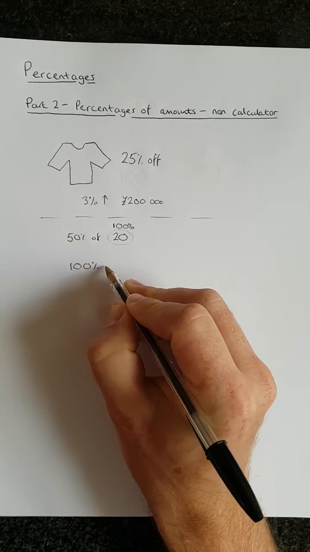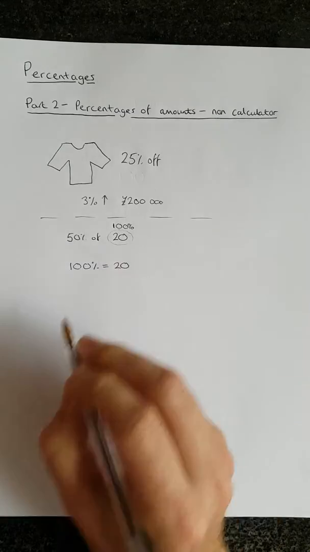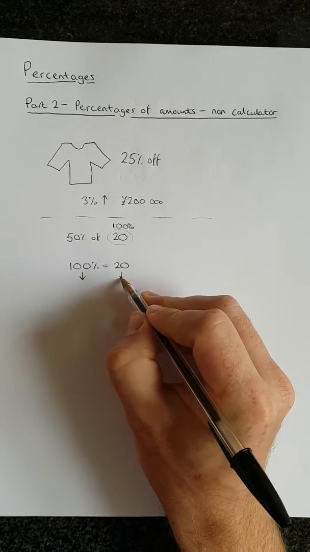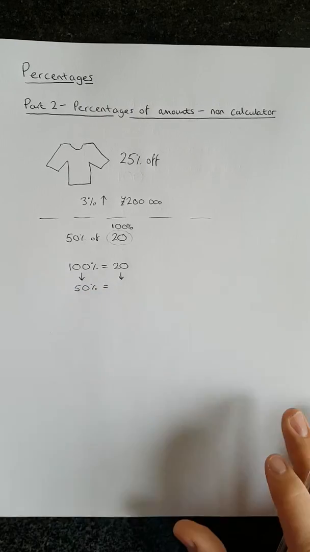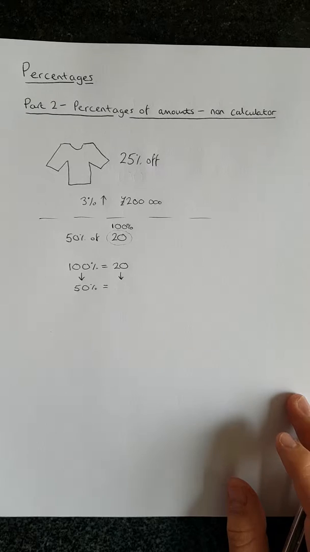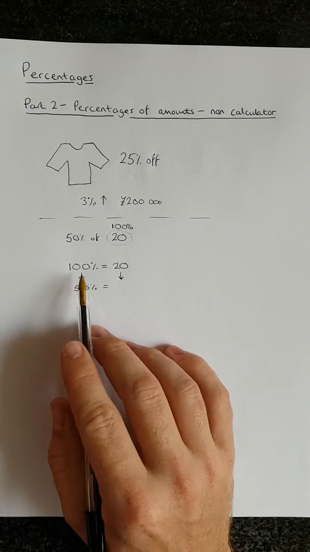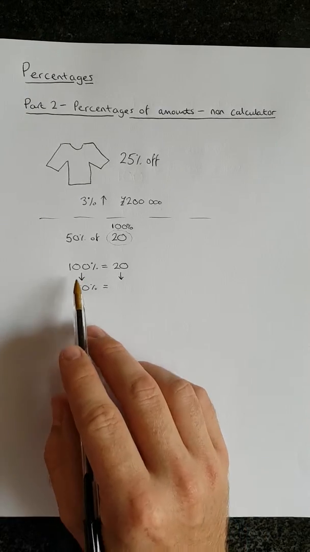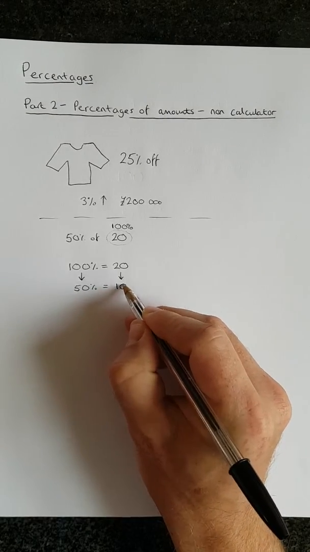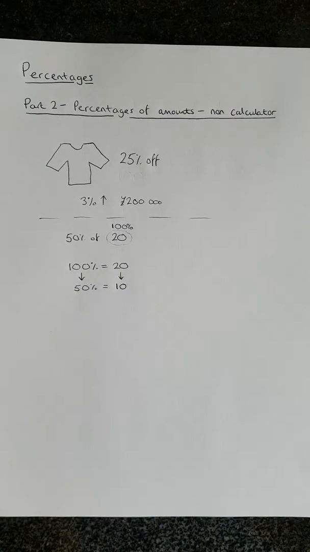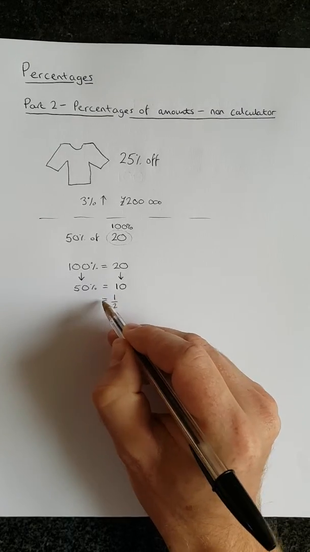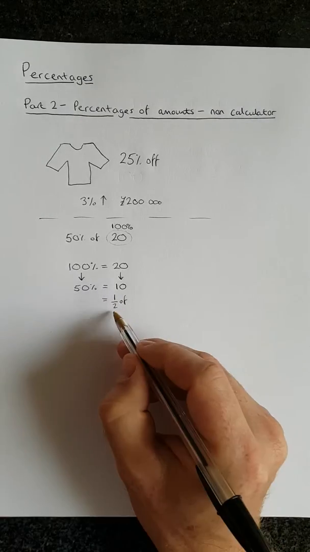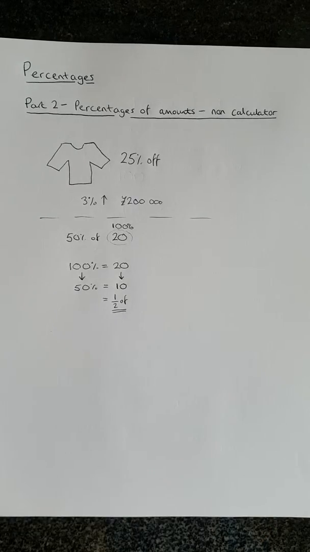So 100% equals 20. How can I use that to find 50%? Well, that's right, it's half of it, because 50 is half of 100, so it's 10. So 50% equals a half of. That is a good thing to remember at this stage.